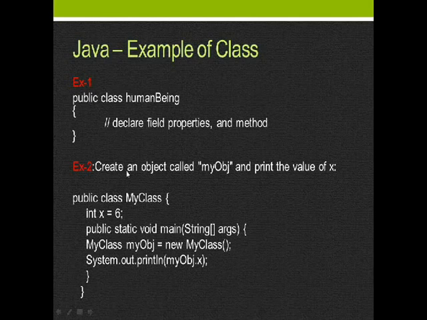Now let us see how to create an object called myObj and print the value of x. How is it possible? This is public class MyClass, the class name is MyClass, and we declare and define a variable x, which is an integer variable, and the value assigned is 6. Public static void main String args, which is as before, and MyClass myObj is instantiated as a new MyClass. System.out.println myObj.x.